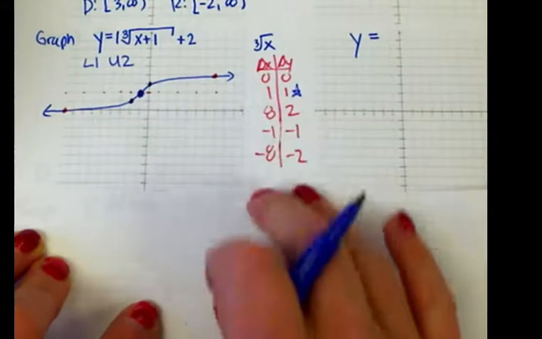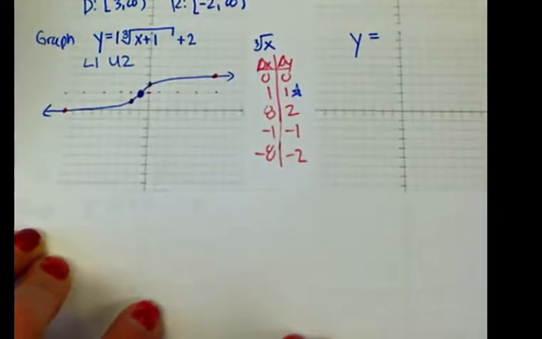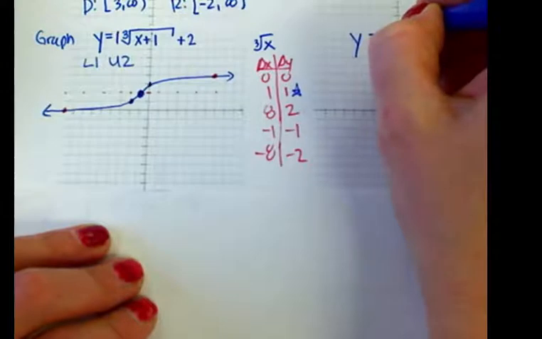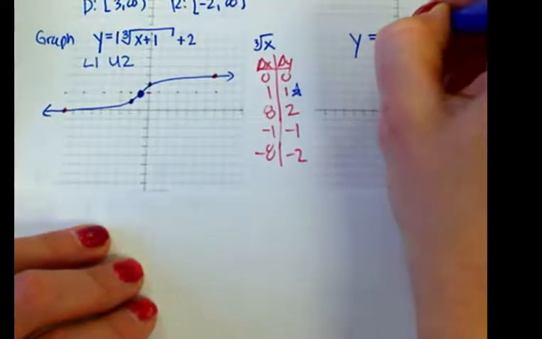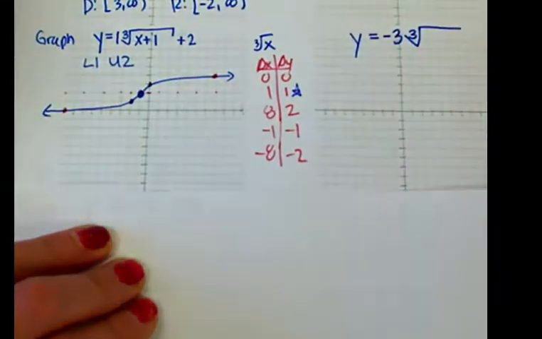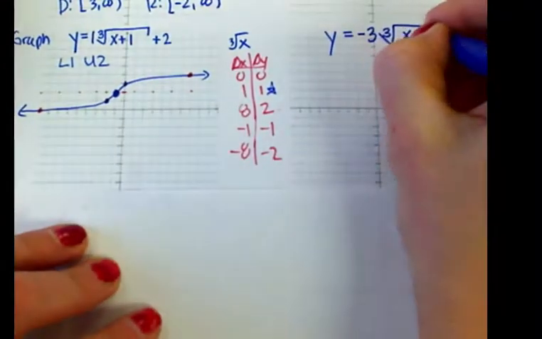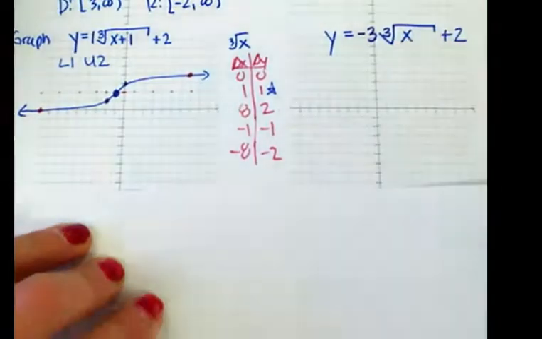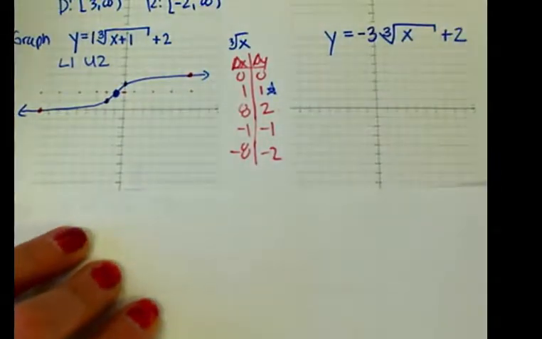Now, I don't usually write the negatives in my table because I just know cube roots go both directions. All right, so let's do this. Let's do negative 3 cube root. Notice my root is tucked inside that divot. We'll just go x plus 2. Okay. Try it.